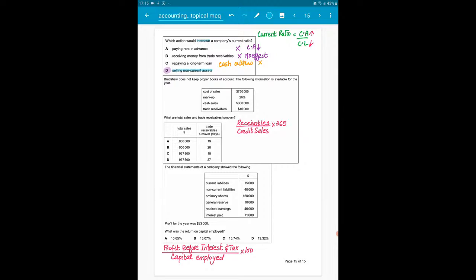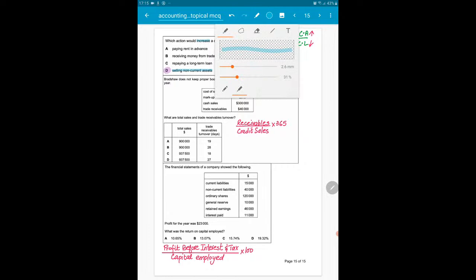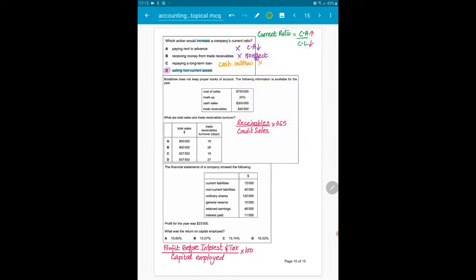Moving forward, the next MCQ says Bradshaw does not keep proper books of accounting. The following information is available for the following year. We have been given the cost of sales, the markup, cash sales, and trade receivables. What is the requirement of the question? That's basically a numerical question. We have to find out total sales and the trade receivables turnover.